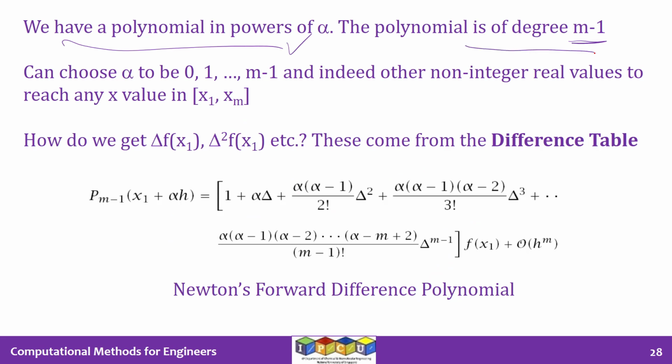And as already remarked, I can choose alpha to be 0 or 1 or 2 or 3 or m minus 1 and any non-integer real values to go from x1 to xm. So as I said earlier, if alpha is 0, I am at x1. If alpha is 2, I am at x3. And if alpha is 1.5, I'm between x2 and x3, etc.